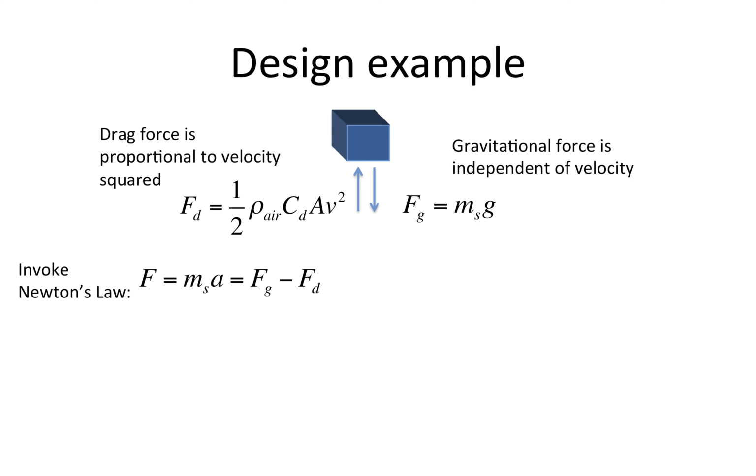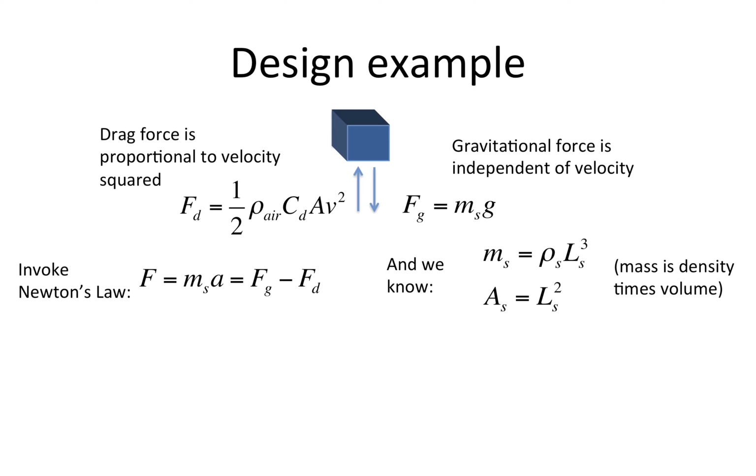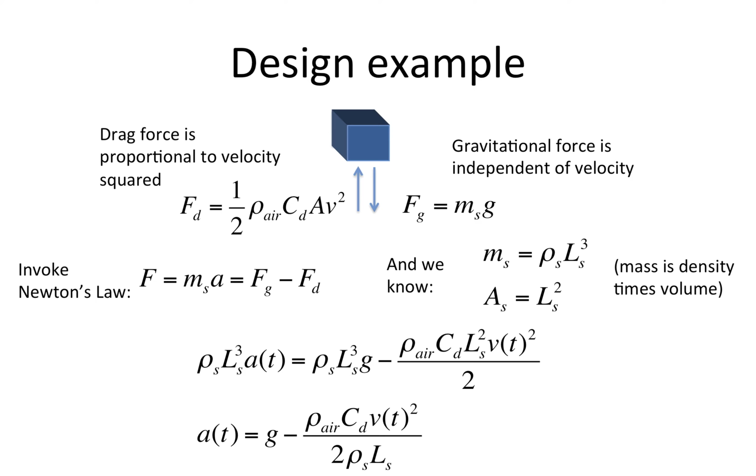And we can substitute in for the mass of the suitcase, the density of the suitcase times its volume, which is L cubed. And we know that the cross-sectional area of the suitcase is L squared. When we plug all those formulas into one another, we end up with an equation for the acceleration as a function of gravity, density of the air, coefficient of drag, the square of velocity, the density of the suitcase, and the length of the suitcase.